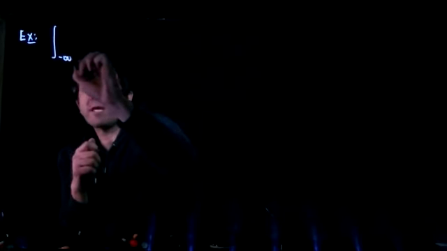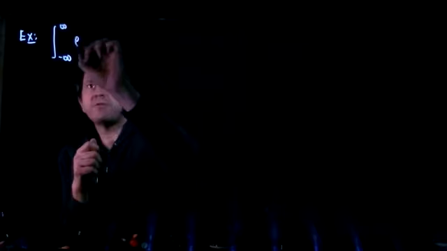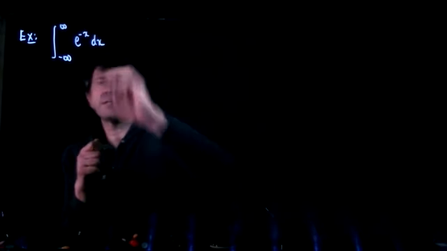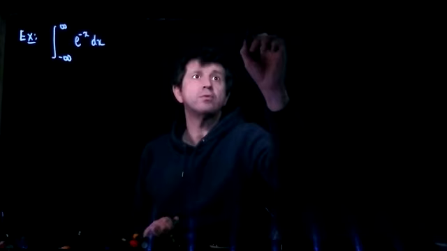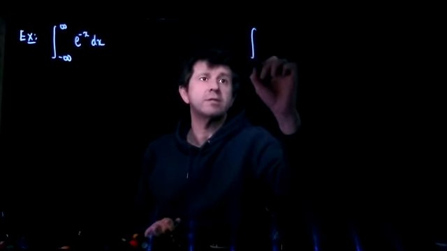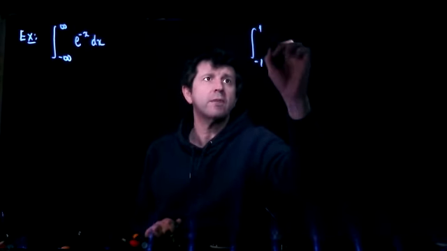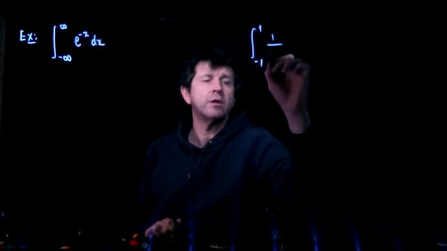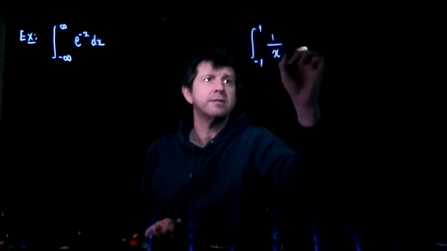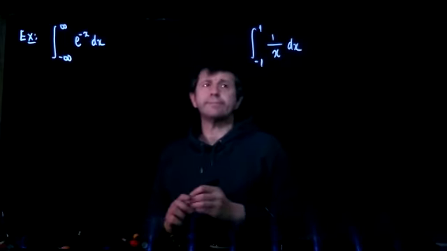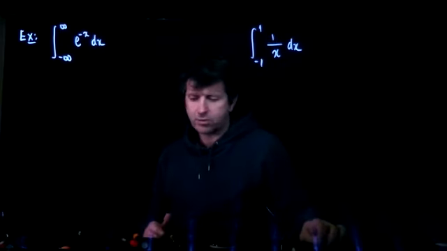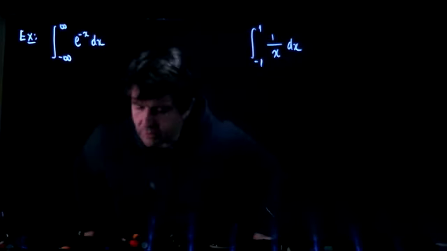So here we go. 2 little questions, quick ones, and I'm going to correct them right away so that you have them as examples. Let's say from negative infinity until positive infinity, e to the negative x dx, that's one. And the other one, the integral from negative 1 until 1 of 1 over x dx.